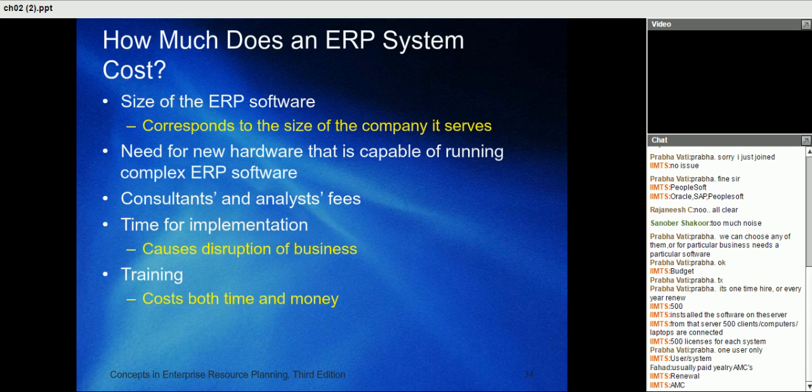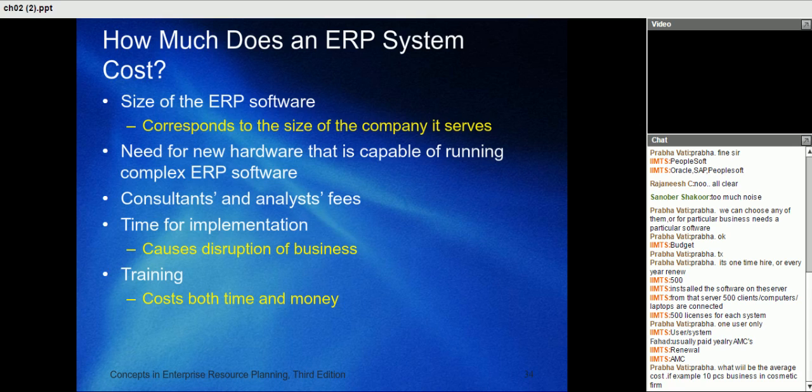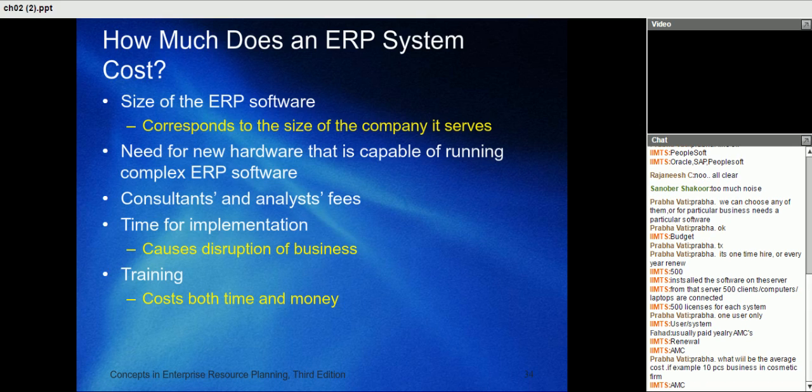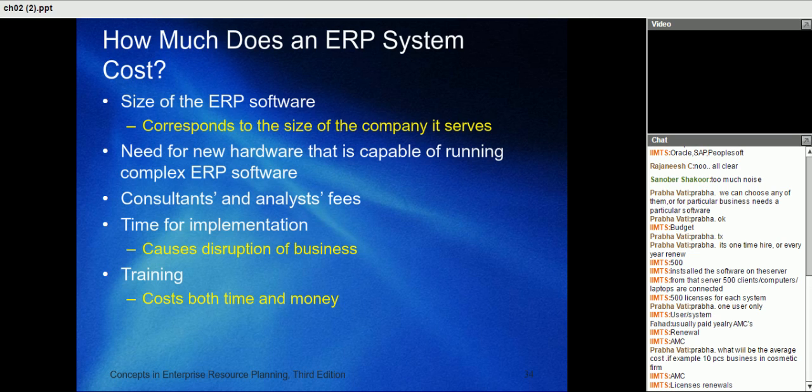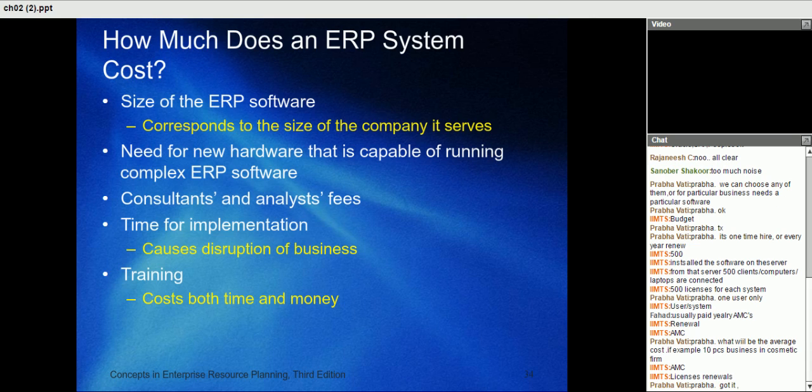AMC means annual maintenance contract. Fahad has written AMC, yes. For services which we are availing, we have an AMC contract. When we talk of licenses, it means we are talking of renewals. So this is how an IT company generates business.